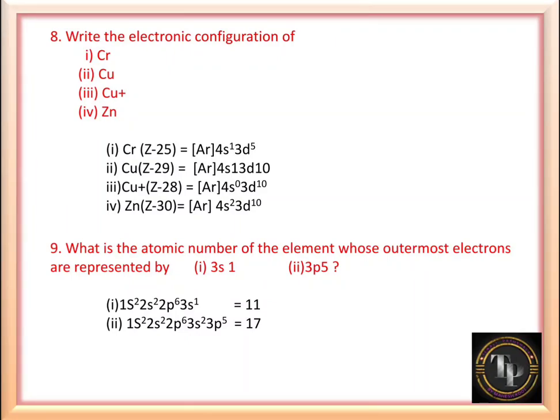Second one, the last electrons are 3p5. Again, go on counting: 1s2, 2s2, 2p6, 3s2, 3p5. Adding the electrons, 2 plus 2 plus 6 plus 2 plus 5, total 17. It is chlorine, guys. I hope you followed.